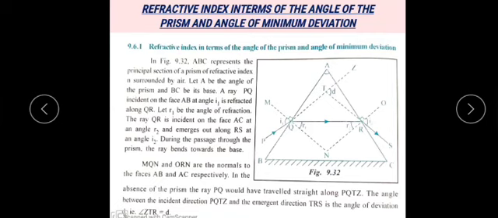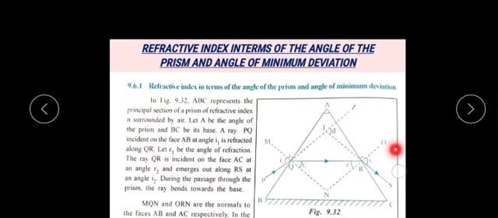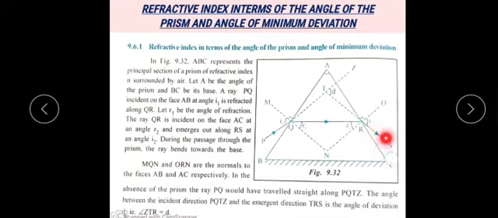In the absence of the prism, the ray would move straight, but because of the other medium this ray is refracted and travels as QR. The ray incident on the prism is refracted as QR, and again this ray is incident on the face AC and then emerges as RS.